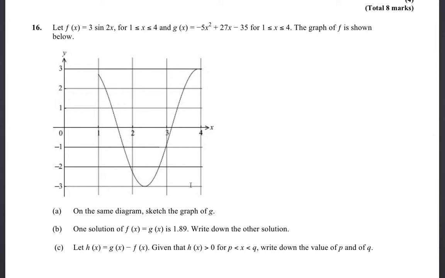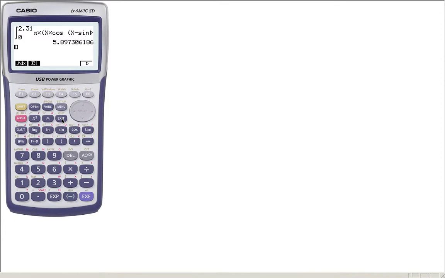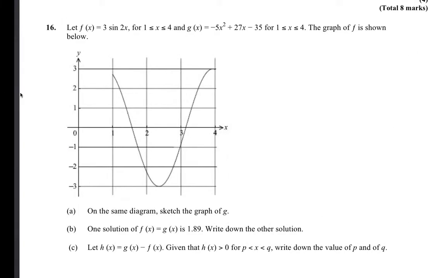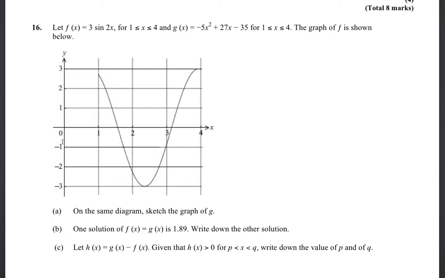Okay, so let me sketch both of them using the calculator. So exit, menu, go to graph. The first one is 3 sin of 2x. The second one is minus 5x squared plus 27x minus 35.